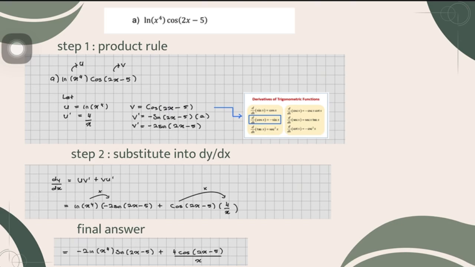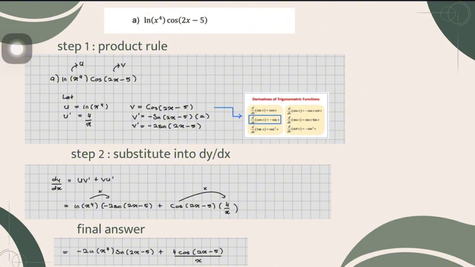Then let u equal ln x^4, and then u prime will be 4 over x. After that, v will be cos(2x minus 5), so we use the derivative of a trigonometric function. As you can see, the derivative of cos will have a negative sign, so v prime will be negative sin(2x minus 5), and then we multiply by the derivative inside the bracket, which is 2. Lastly, v prime will be negative 2 sin(2x minus 5).